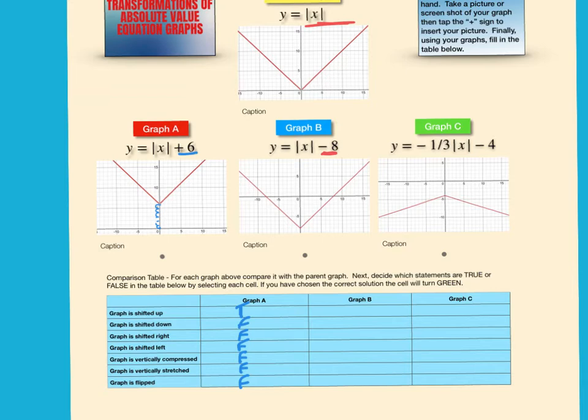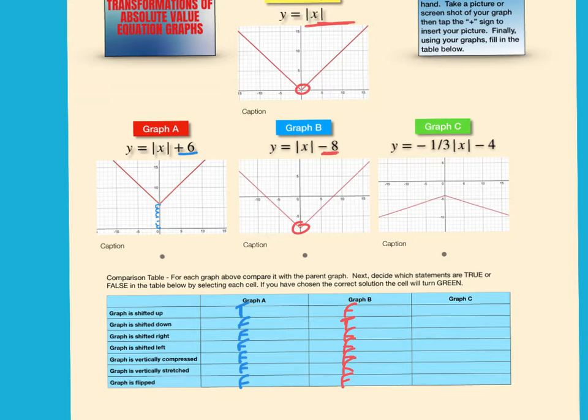Okay. Did this graph shift down? So if we're looking from here to here, did that shift? Sorry, up. Did it shift up? It did not shift up. Did it shift down? Yes, I gave you the answer. Did it do anything else? No. So false, false, false. It did shift down though. How many units did it shift down? We'll notice it shifted down 8, which makes sense because that's a -8.